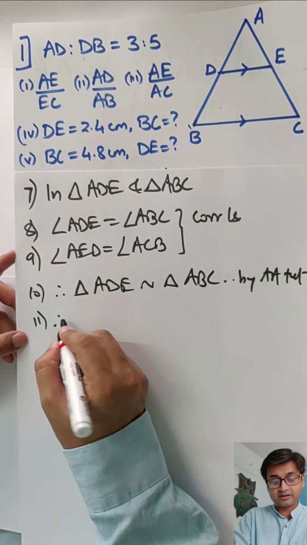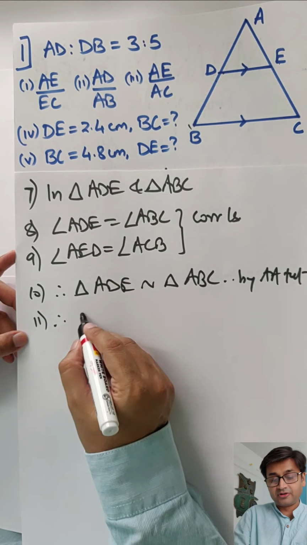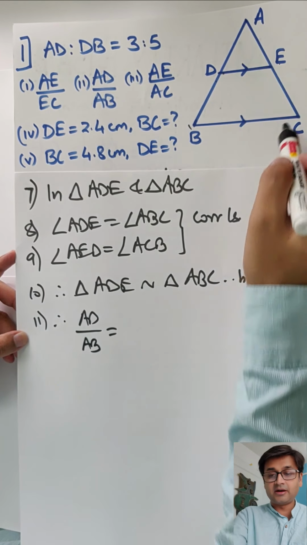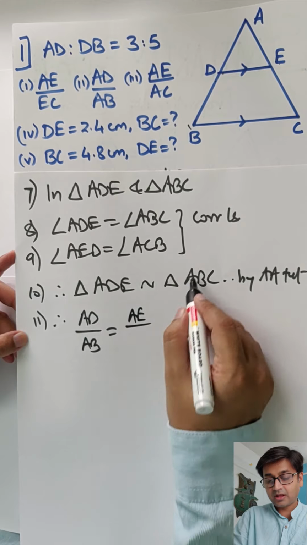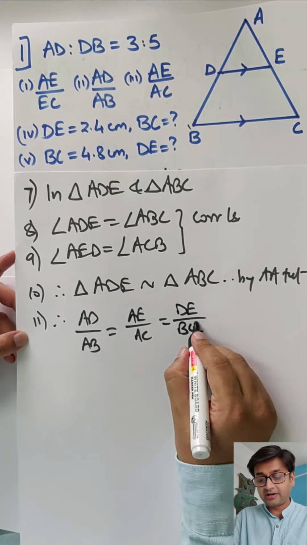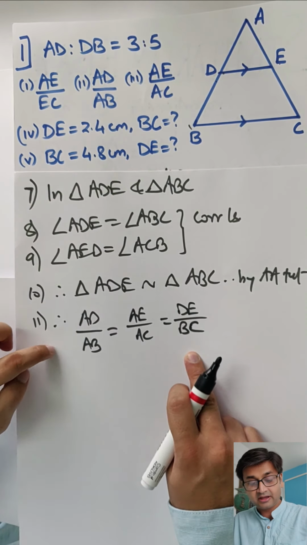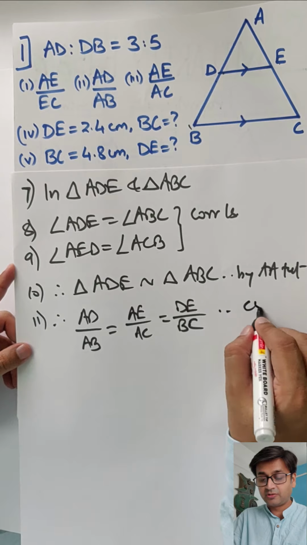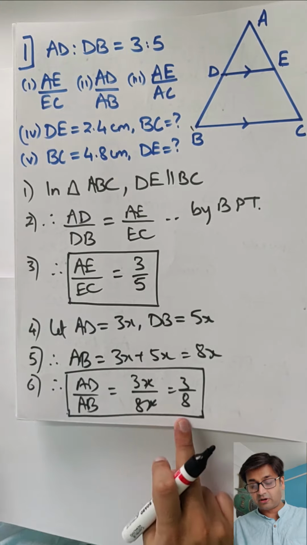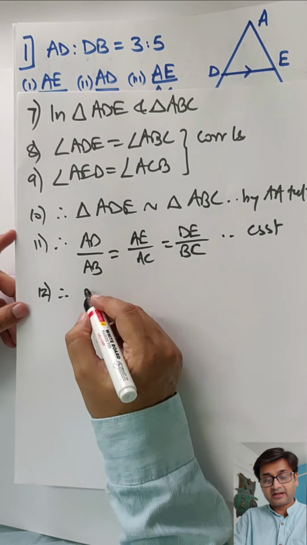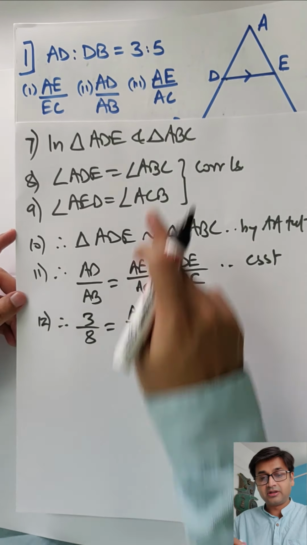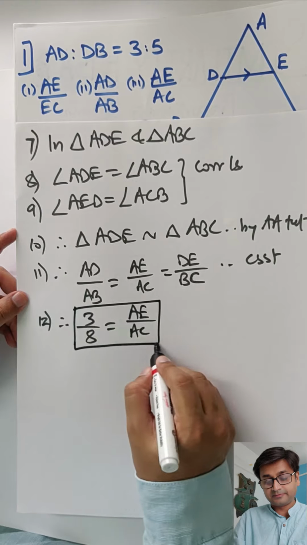Once your triangles are similar, therefore AD upon AB, which we have already found, is equal to AE upon AC, first and last, is equal to DE upon BC. See, I am creating the platform for the next one. Therefore I asked you to do this, okay? This is going to be CSST. So step 12, therefore AD upon AB we've already found 3 by 8, so no need to worry. Directly write over here 3 by 8 equals AE upon AC. So we got the third part, AE upon AC.